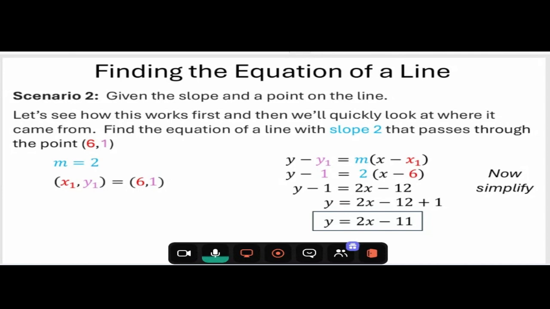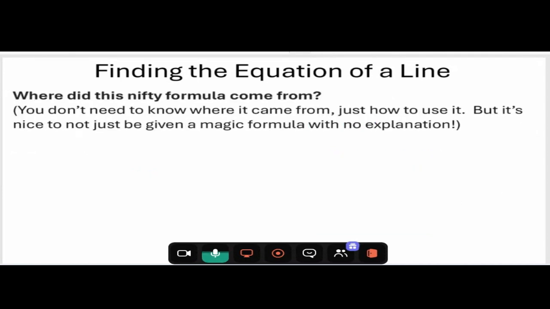Okay? So I think I promised you very quickly where this formula comes from. Do not worry if you don't quite follow this. You don't need to reproduce this. You don't need to know this. You just need to know how to use the equation like we just did. But I sort of believe just in general in not just giving people a magic formula and not telling them where it came from.